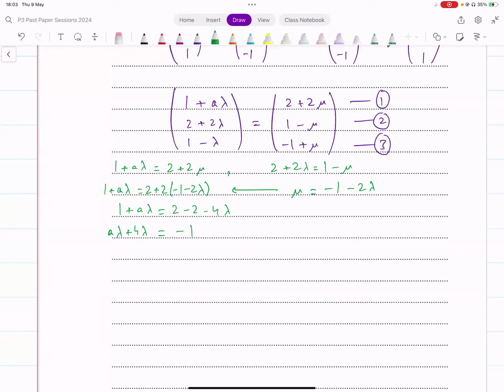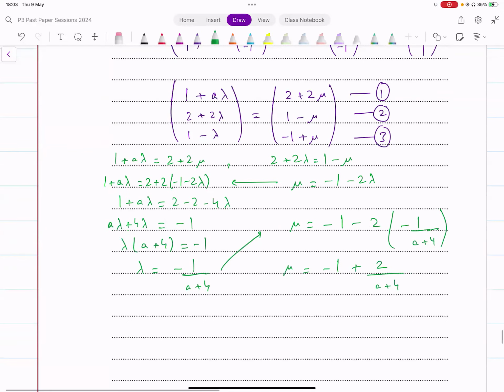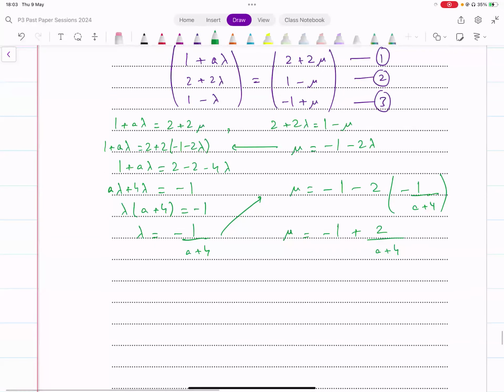We want to find the value of lambda, right? So you can take lambda common. Make that the subject. So lambda into A plus 4, that equals minus 1. And the value of lambda turns out to be minus 1 over A plus 4. Put that in the other equation. We get the corresponding value for mu. Mu equals minus 1 minus 2 into minus 1 over A plus 4. Let's see what this turns out to be. Minus 1 plus 2 over A plus 4. You can take LCM if you want, or just leave it like this, and that's okay. These are the values that we're getting for lambda and mu.